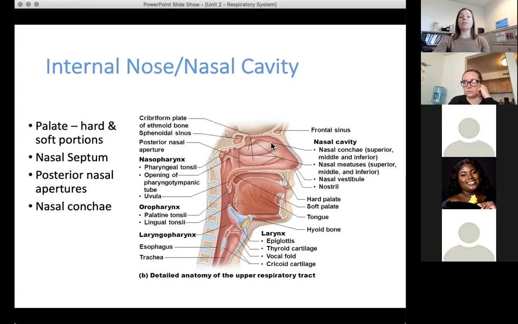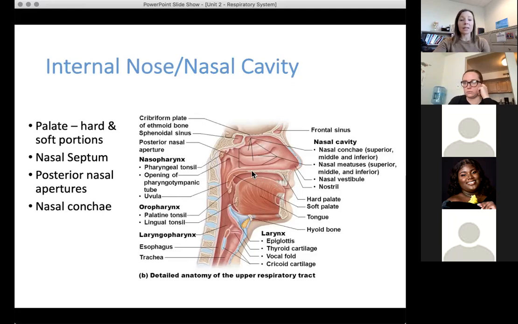Let's see, the roof of the nasal cavity, so that's all the way up here. It's formed by bone. It's the bones of the skull, the ethmoid bone, the sphenoid bone, they're up here. The bottom of the nasal cavity is formed by the palate. There is the hard palate. So this is also the roof of your mouth. It's the bottom of your nasal cavity and the top of your oral cavity.